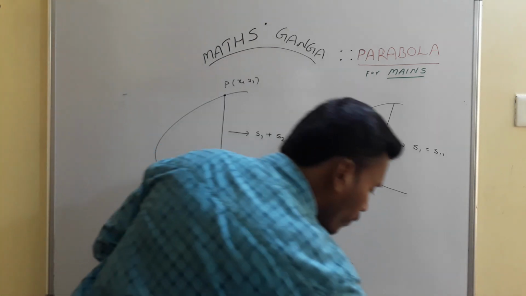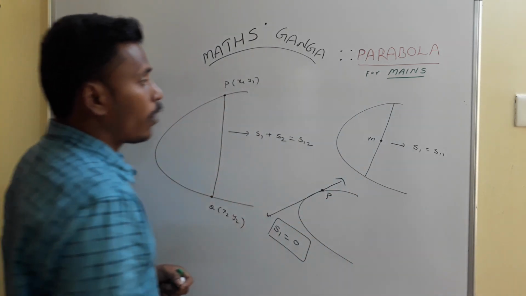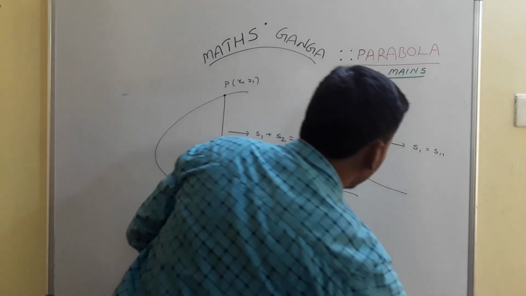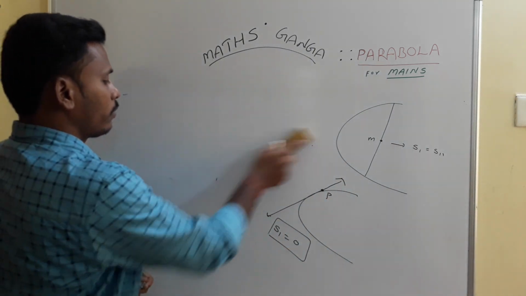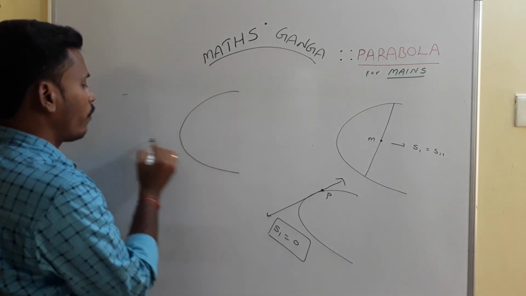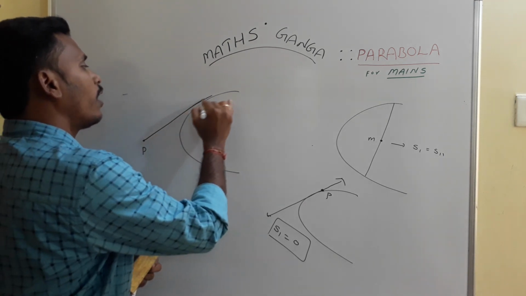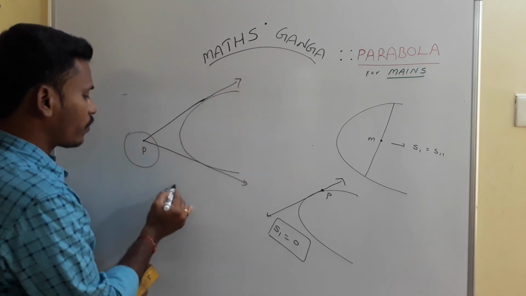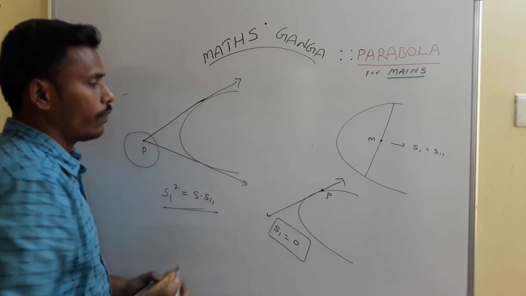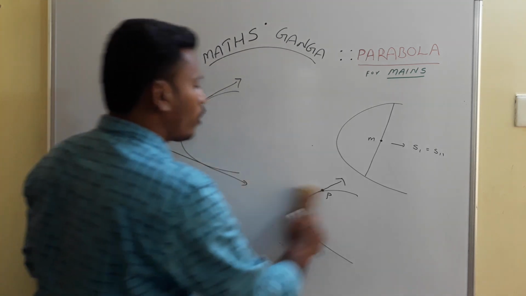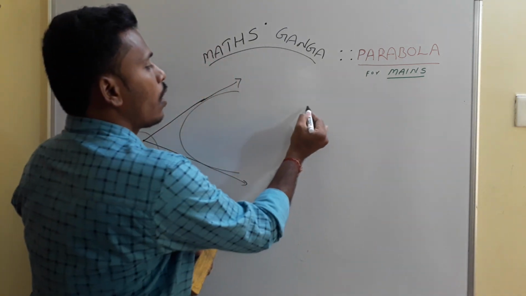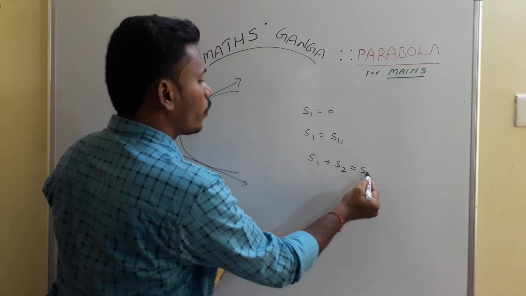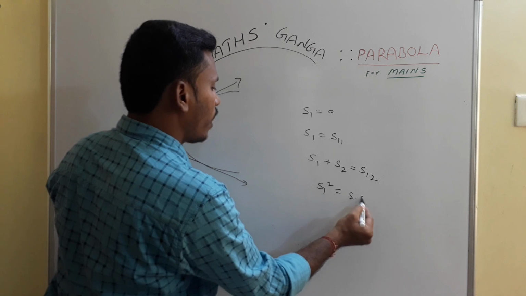In some other cases, if you have two tangents to the parabola from an outside point, for example, I have a parabola and an outside point. If I draw two tangents, then these two tangents are derived using this point P by S1 squared equals S into S11. So in total there are four different notations involved with S: S1 equals 0, S1 equals S11, S1 plus S2 equals S12, and S1 squared equals S into S11.